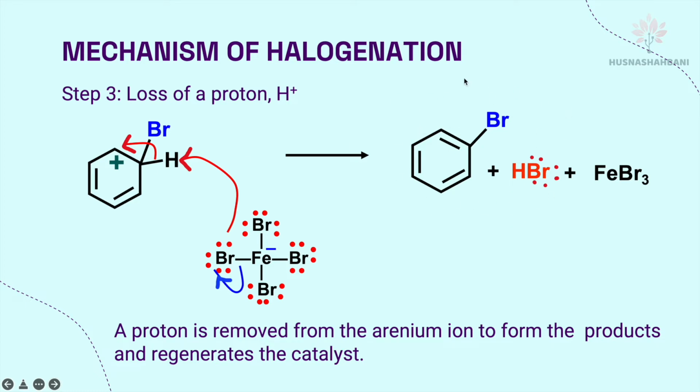So this is the product. A proton is removed from the arenium ion to form the product and regenerate the FeBr3 catalyst, which can be used in step 1 again. And this is the side product HBr. It comes from this proton, which reacts with this Br and forms a bond with this Br. So this is the side product HBr. Main product bromobenzene. The catalyst is regenerated again to be used in step number 1.